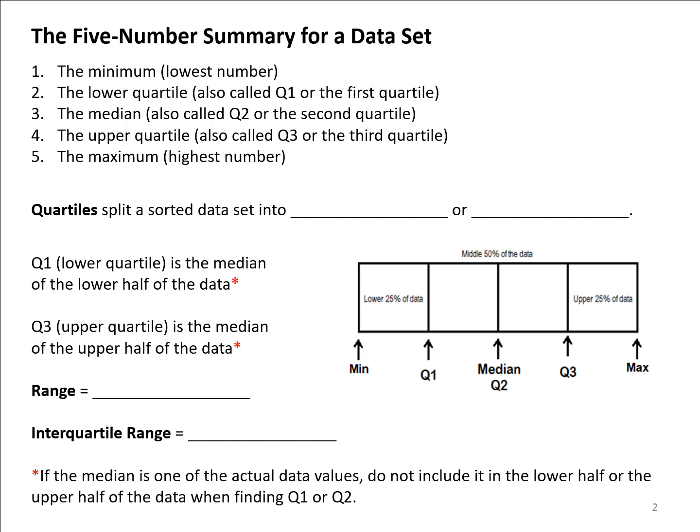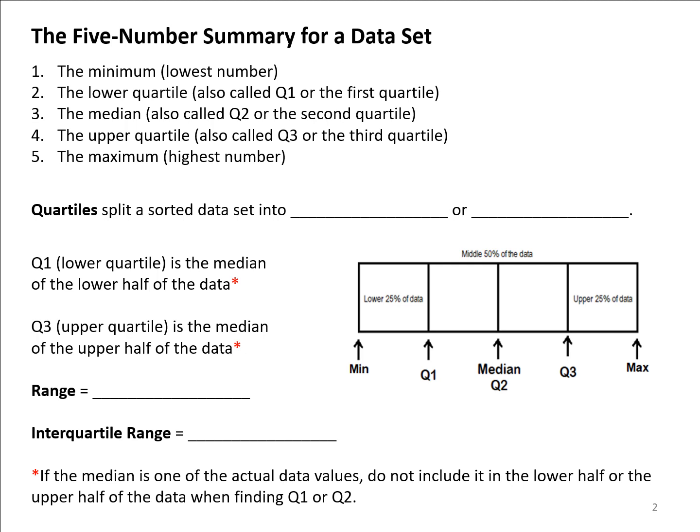The first number is the minimum, or the lowest number in the data set. The second is what we call the lower quartile, also abbreviated as Q1 or the first quartile. Then we have the median, which is our standard median, but the median technically can also be called Q2. We have the upper quartile, also referred to as Q3 or the third quartile, and then finally the maximum, which is the highest value. Now, I'm mentioning quartile a lot here.